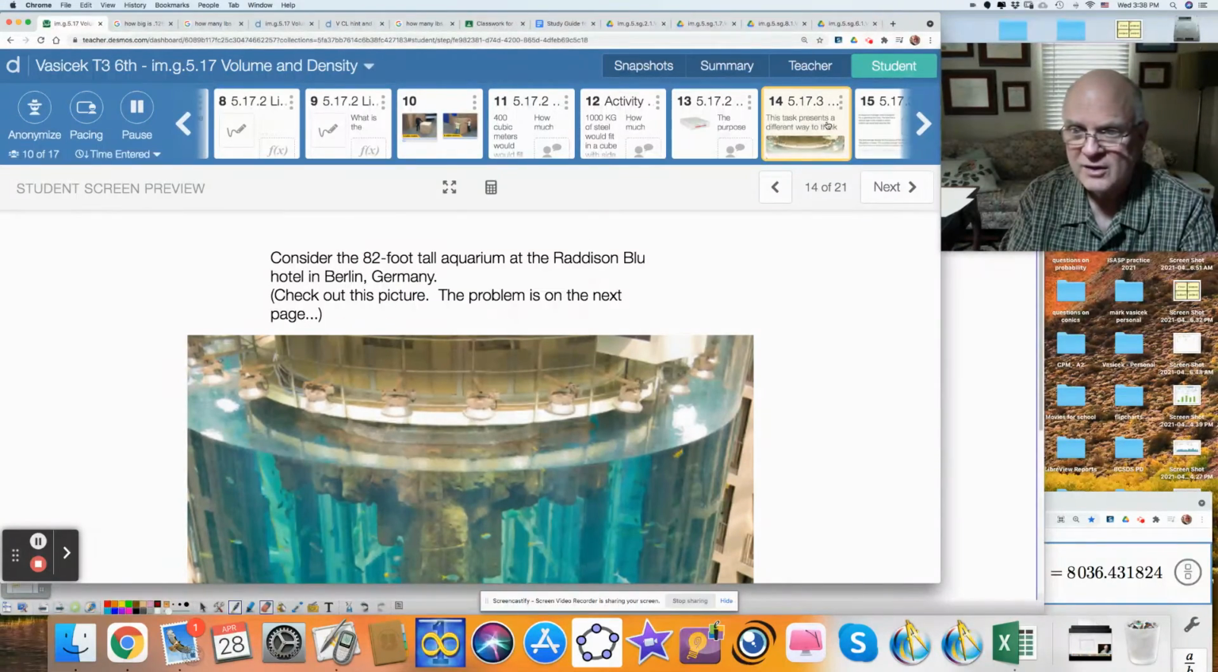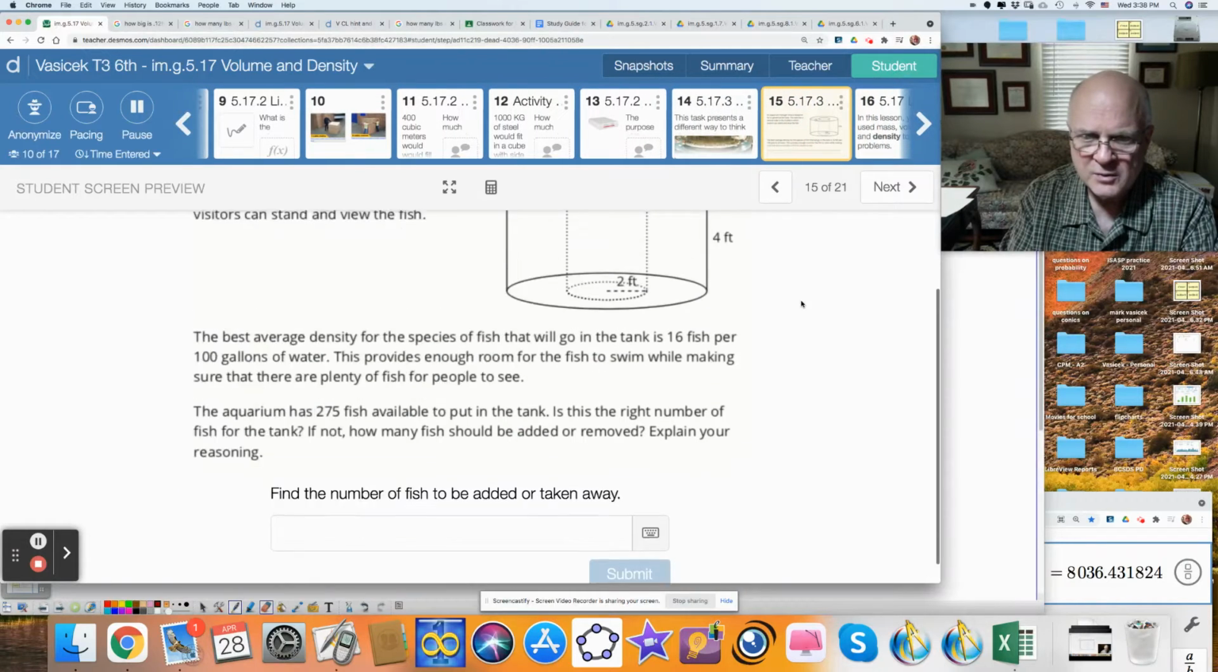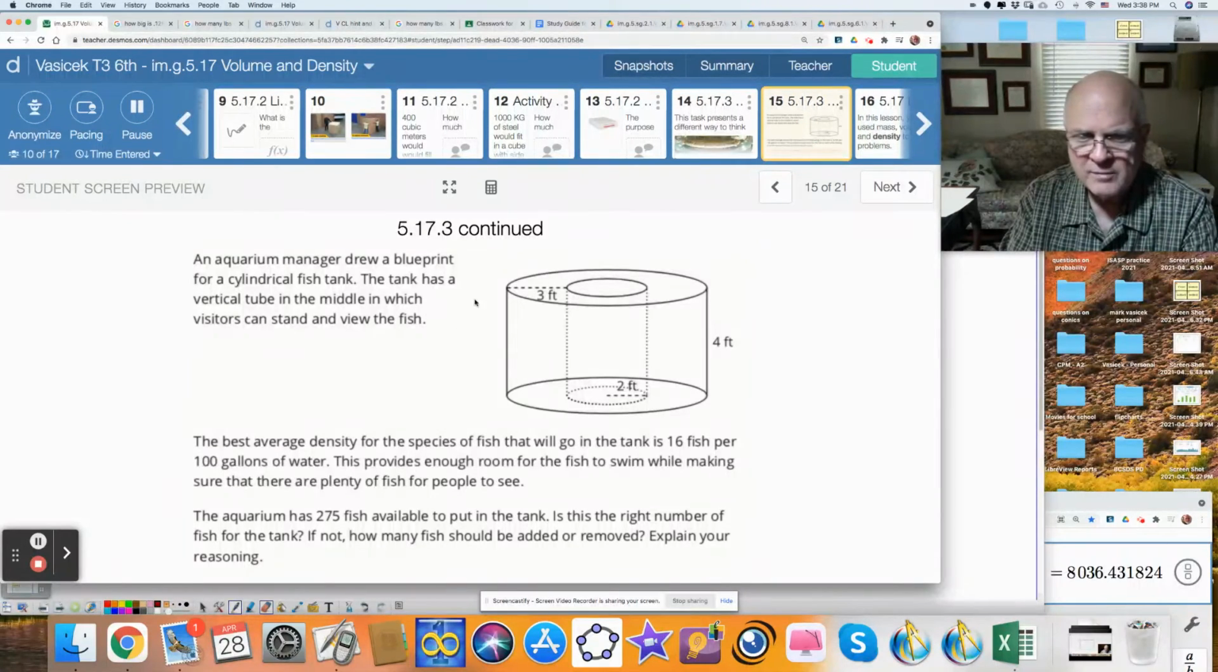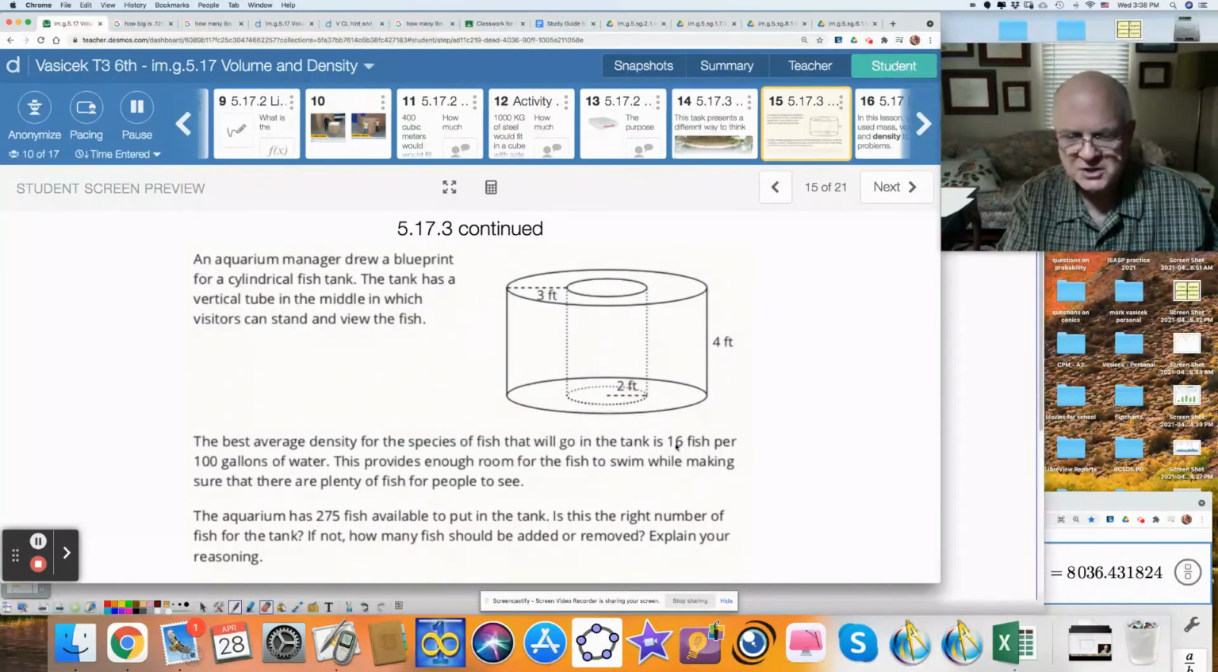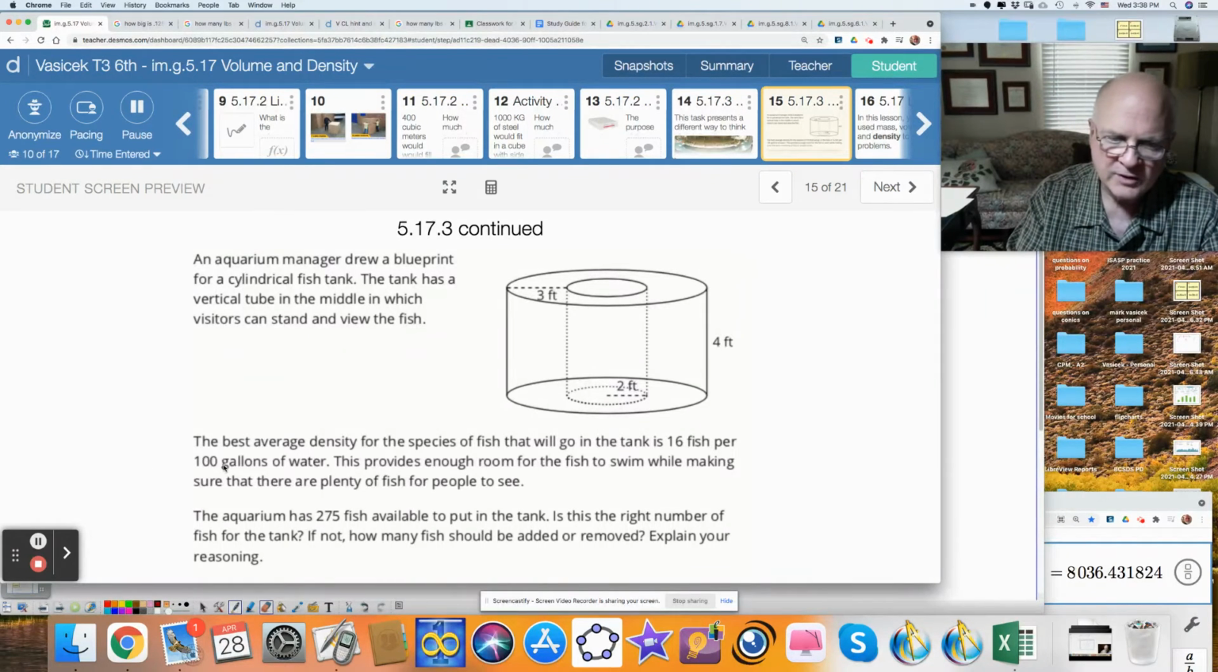That's kind of thing. And that's really what the problem was that we're going through here. The aquarium manager drew a blueprint. This is his blueprint. For the best average density of the fish going into the tank is 16 fish per 100 gallons of water. That would be the best density. 16 fish per 100 gallons. So we need to figure out how many gallons of water this tank would hold.